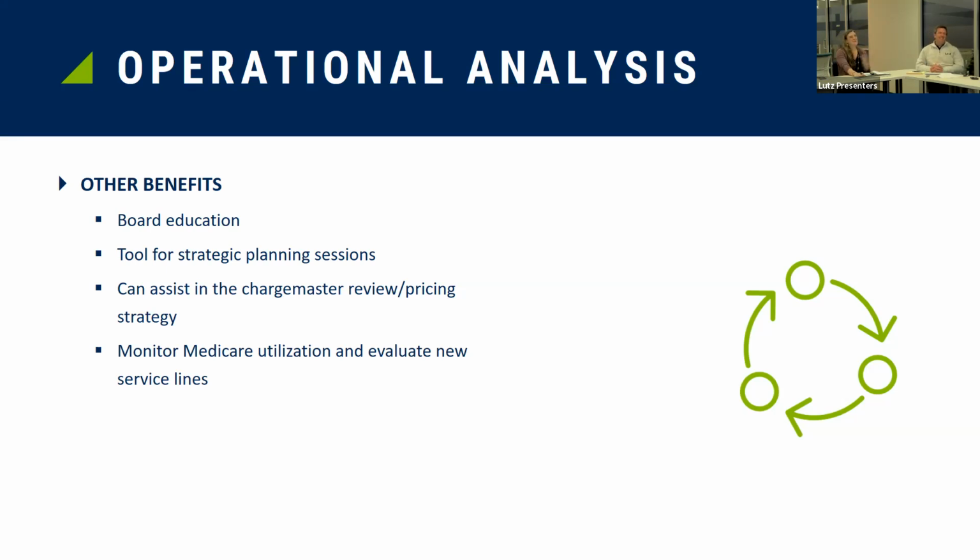So, again, some other benefits of having the interim cost report and doing these operational analyses using the cost report would be board education. That's a great tool to bring in some of those projections and say, hey, this is how it's working. This is what this decision would do. I think it's helpful if the board may not have that cost-based reimbursement background, and it could be a good tool for strategic planning sessions. It can also assist in doing chargemaster updates and your overall pricing strategy, and how that may impact reimbursement. And then just monitoring Medicare utilization throughout the year.